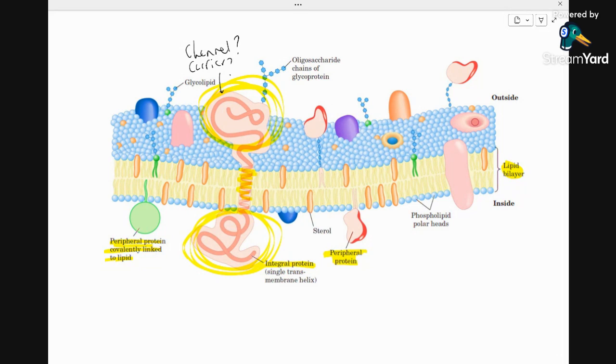You don't need to know anything else about them, right? Just that's what they're called, fairly obvious, right? You're either on one side of the membrane sticking out, or you're interacting with either both leaflets or one leaflet of the membrane, in which case you're integral.